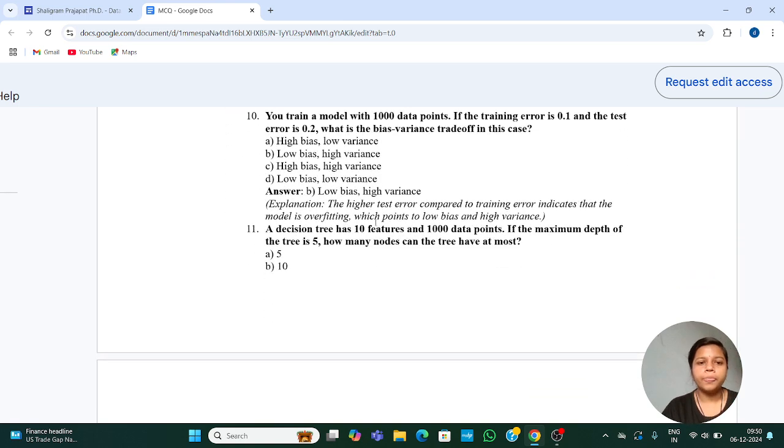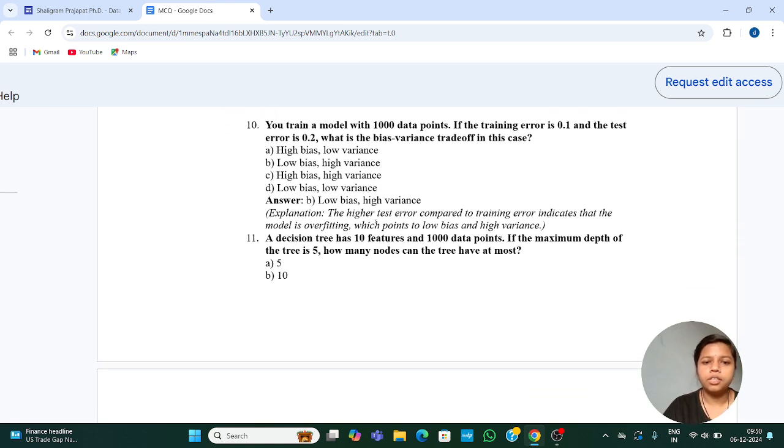Next question is, you train a model with 1000 data points. If the training error is 0.1 and the test error is 0.2, what is the bias-variance trade-off in this case? The answer is low bias and high variance. Explanation: the higher test error compared to training error indicates that the model is overfitting, which points to low bias and high variance.